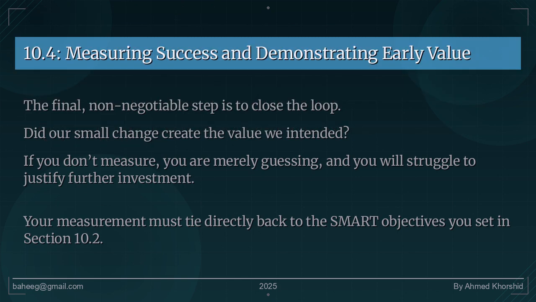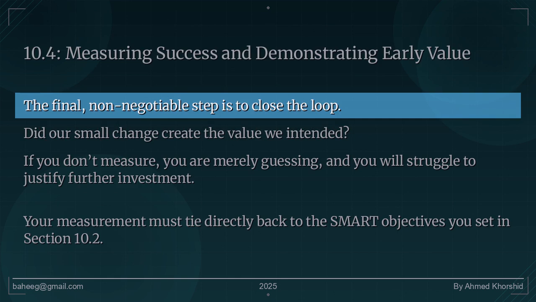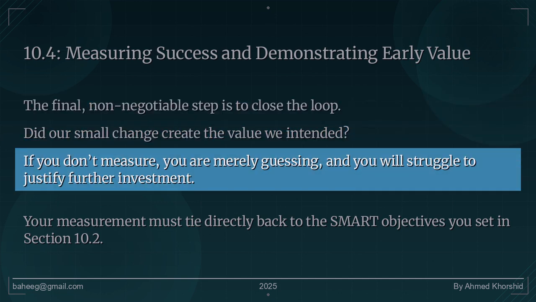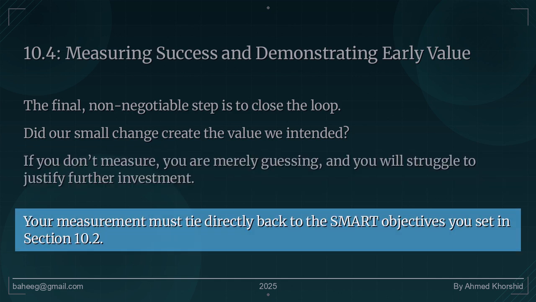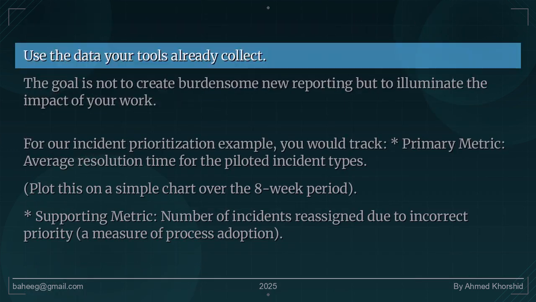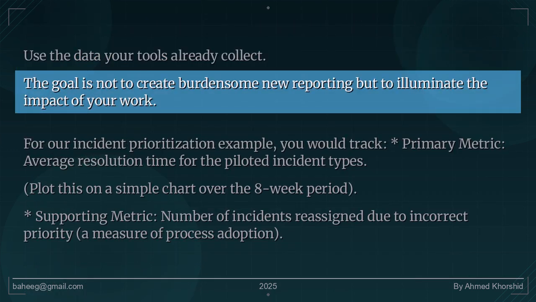10.4. Measuring success and demonstrating early value. The final, non-negotiable step is to close the loop. Did our small change create the value we intended? If you don't measure, you are merely guessing, and you will struggle to justify further investment. Your measurement must tie directly back to the SMART objectives you set in section 10.2. Use the data your tools already collect. The goal is not to create burdensome new reporting but to illuminate the impact of your work.